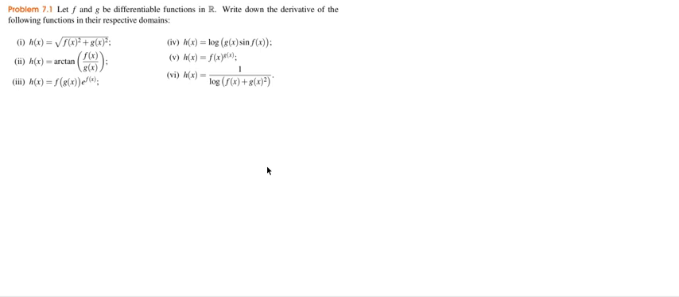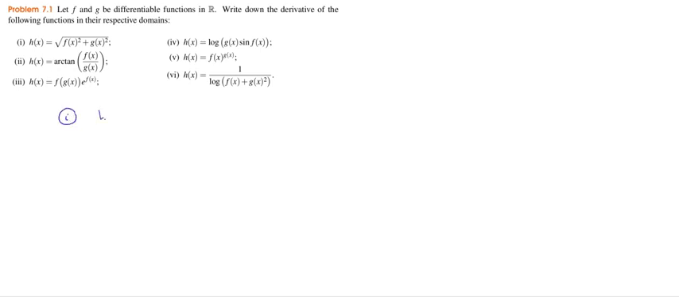So problem 7.1: let f and g be differentiable in R, so that we don't need to worry about them not being differentiable at some points. Write down the derivative of the following functions in their domains. This is basically going to be an application of the chain rule, so that you get used to it if you're not already familiar with it.